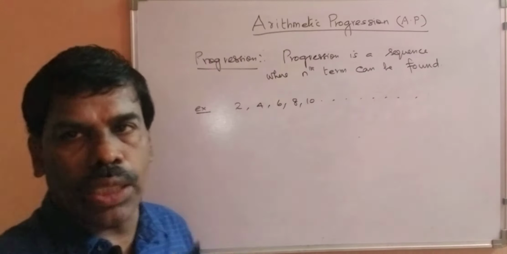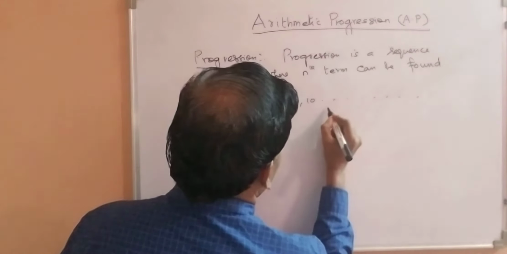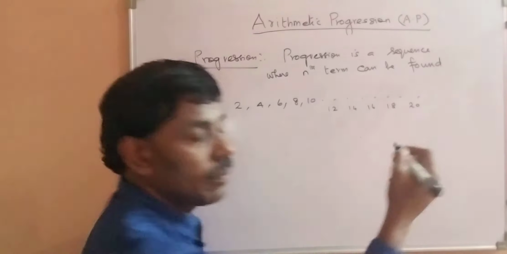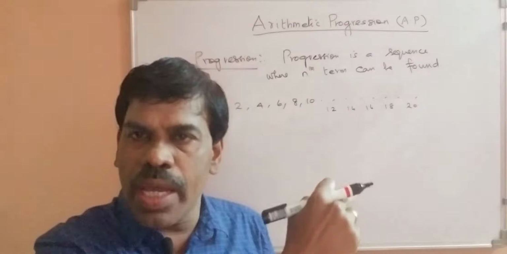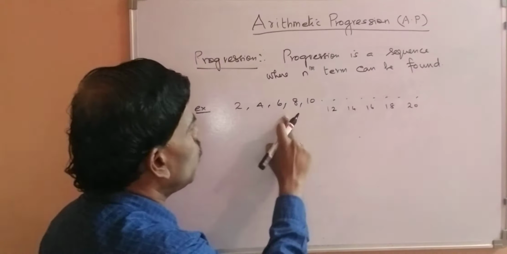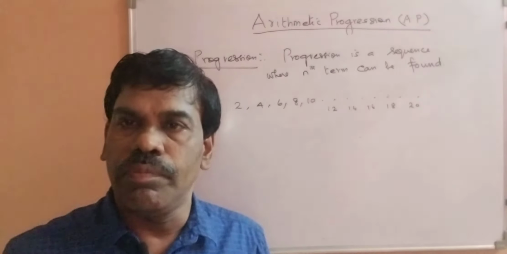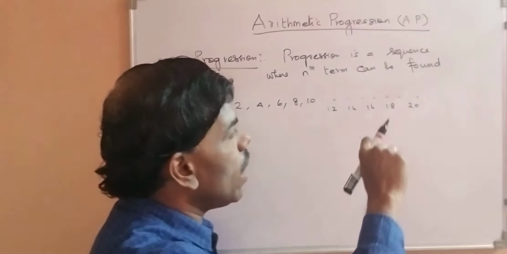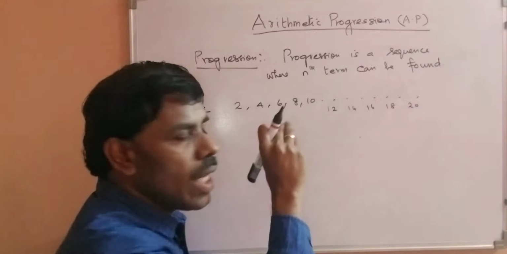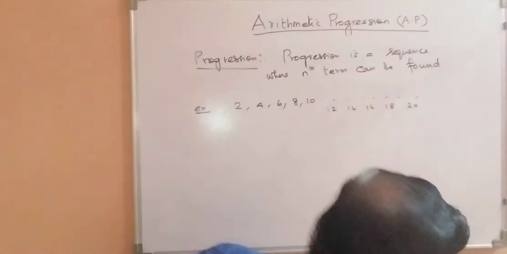Can you find out the 10th term of this sequence? See 1, 2, 3, 4, 5, 6, 7, 8, 9, 10. What is the 10th term of the sequence? 20. So we can find it out. How can we find it out? You see, you are adding 2, 2, 2, 2. If you apply the same logic, you will get it. Okay. Can you find out the 25th term? Yes, you can find it out. Can you find out the 100th term? You can find it out. So here any number of terms of the sequence can be found. So it is called a progression. Okay.